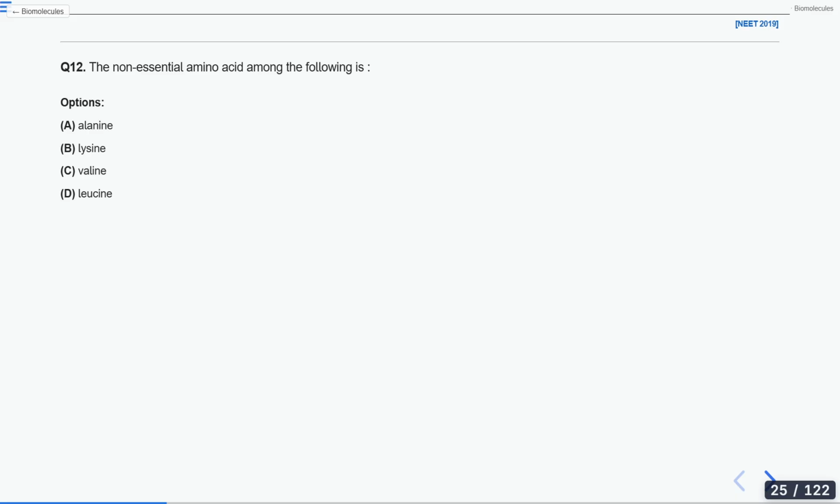Now, can you tell me the name of the non-essential amino acids among the given options? You have to identify which are the non-essential amino acids. You must have learned essential and non-essential. Essential ones are not produced in our body, so we have to take them from food. Non-essential ones are produced in the body itself, so we don't have to take them from food.